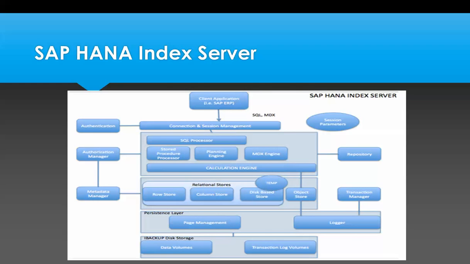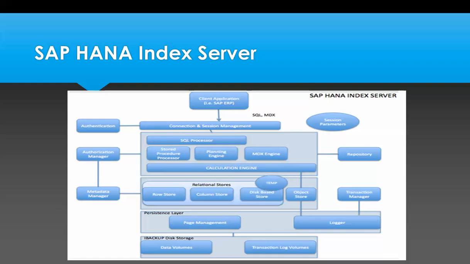So the SAP HANA database houses 4 relational stores that optimize query performance. One is row store, column store, object store, and then disk space store. I'll be getting into the details of row store and column store.